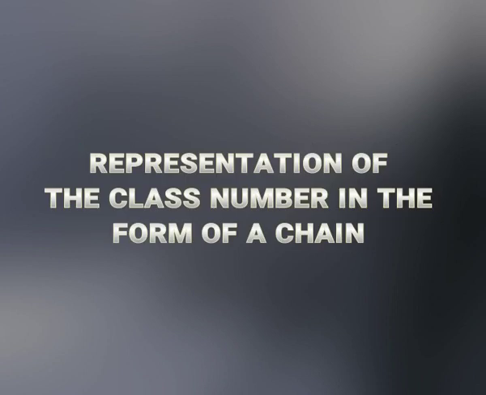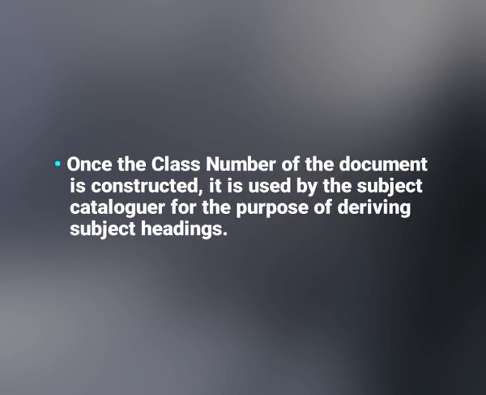The representation of the class number in the form of a chain: once the class number of the document is constructed, it is used by the subject catalog for the purpose of deriving the subject heading, and there is no need for the subject catalog to determine independently the subject of the document once the class number is available to the cataloger. That means once the class number is given on the document after the classification scheme, the cataloger need not go back and analyze the document. He has to use the class number as the basis to derive the subject heading.